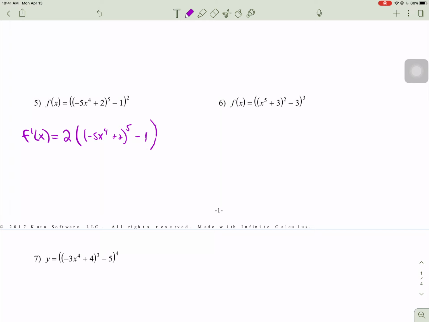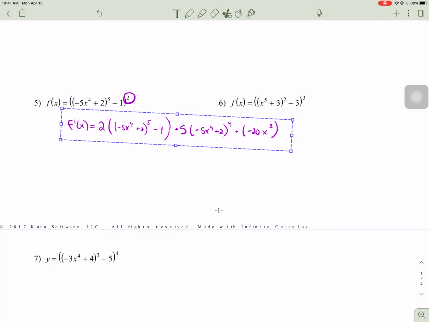That whole thing, decrease the exponent on the outside by 1, so it's just to the first. We don't need that though. Times the derivative of the inside. Well, inside you have chain rule again. So that's 5 (negative 5x to the fourth plus 2) to the fourth times, and the minus 1 doesn't matter because it's a constant, times the derivative of inside of this, which is negative 20x to the third. Okay? Let me just shrink that down, and you guys can try number 6.